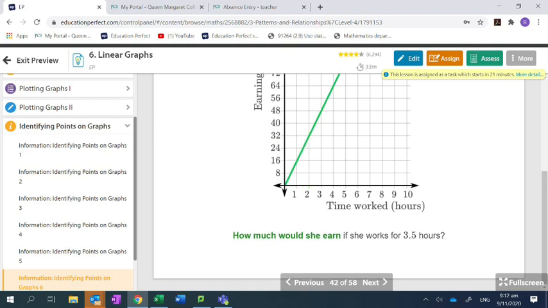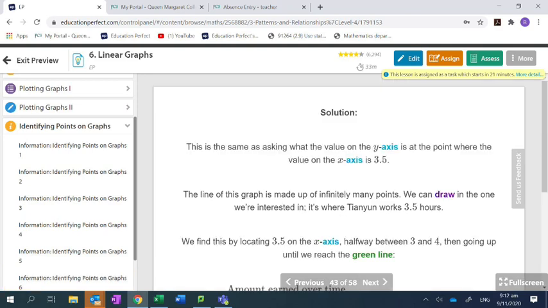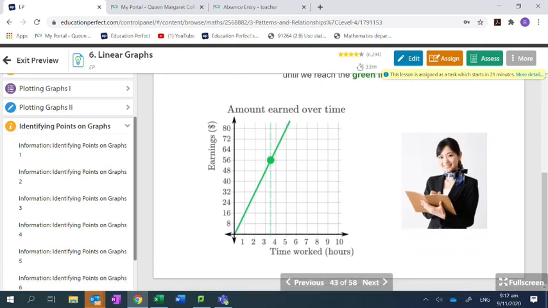Okay? So in this case, after 2 hours, right? Go over to 2 hours. That gives you $32. So after 2 hours, she earned $32. Okay? All right. So they're already going to give you the graph, so otherwise you wouldn't be doing anything. All right? So amount over time.